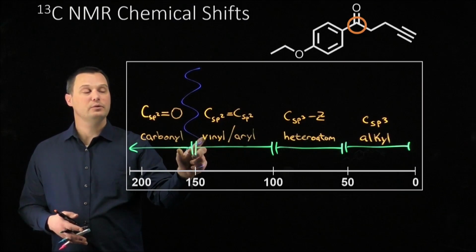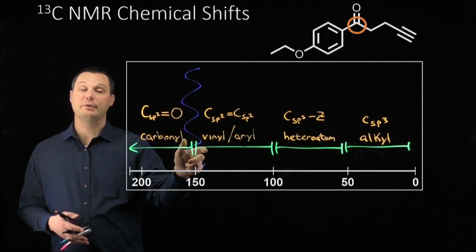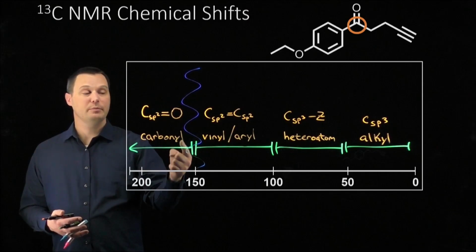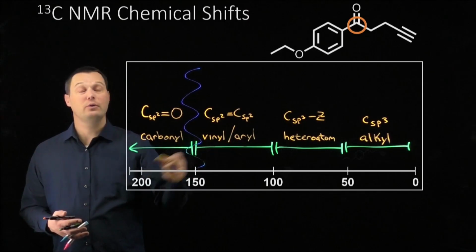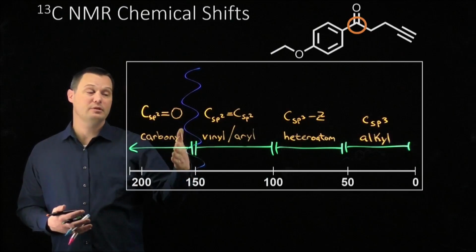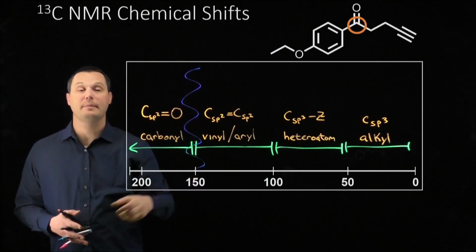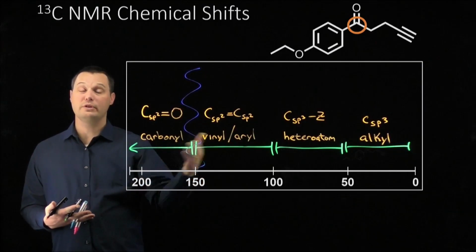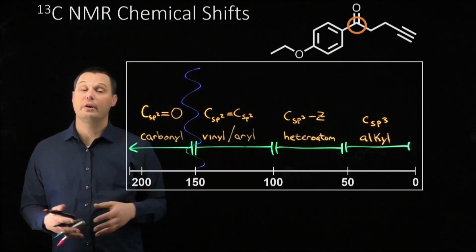If you see signals right around 150 parts per million, be very careful. Even though the signal may be at 160 parts per million, it might really be a vinyl or aryl carbon that has just snuck past its boundary. It's not uncommon for signals to be slightly out of range, especially at this boundary. If you're not sure about a carbon near this boundary, how are you supposed to know which range it falls into? You can use your other context clues.